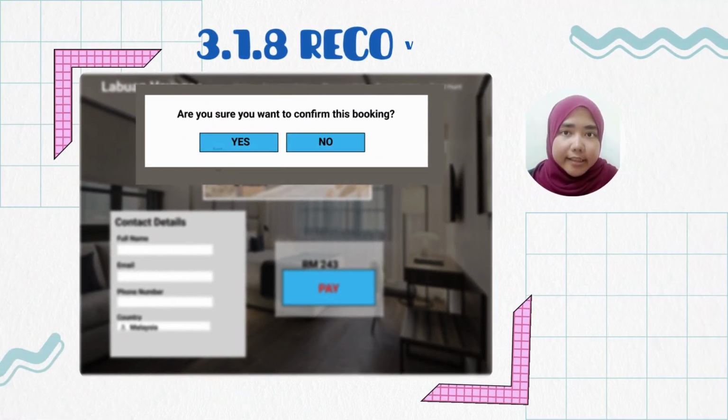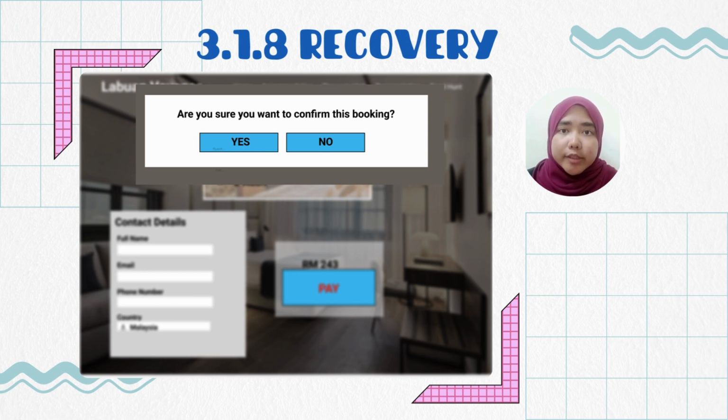Next is recovery. The message "Are you sure you want to confirm this booking?" in the dialog box helps users avoid accidental bookings. It allows users to either proceed or cancel, giving them control over their decision. This reassures users that the system is designed to accommodate their needs and potential mistakes.